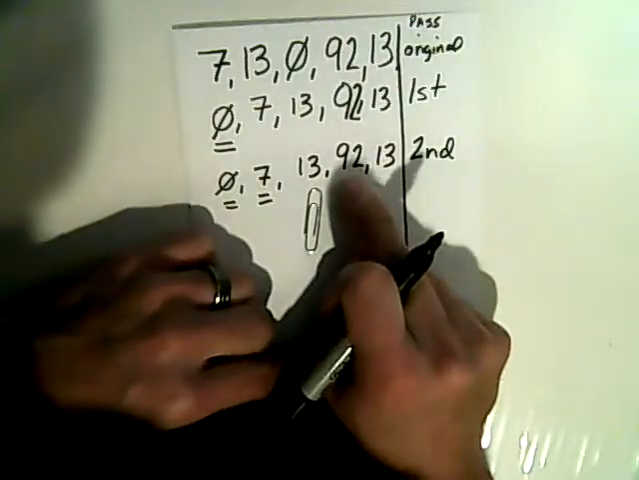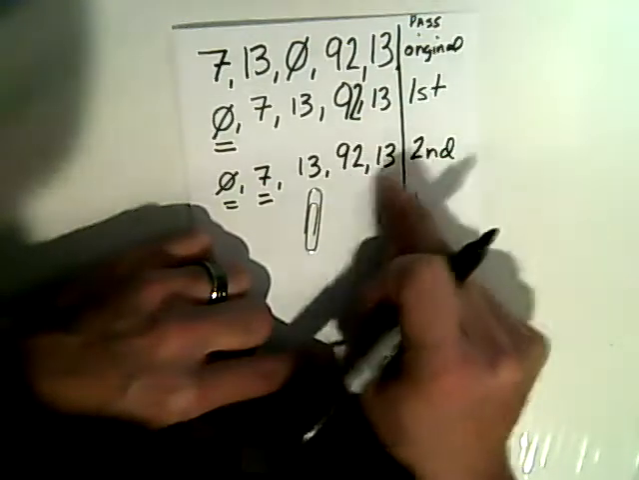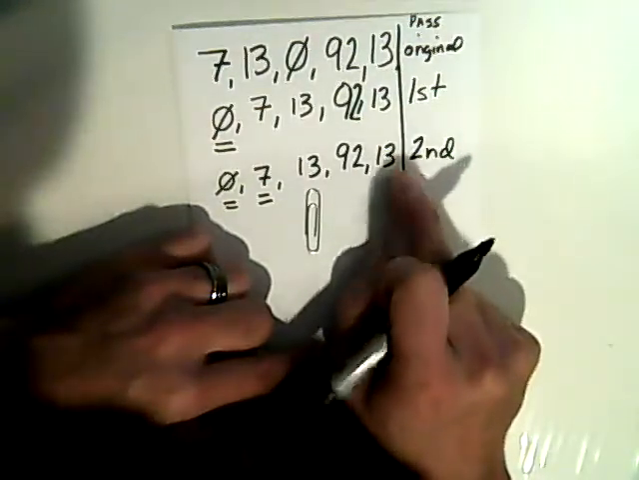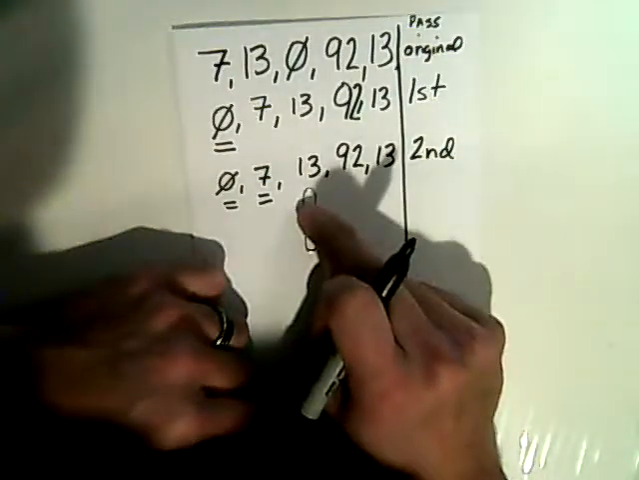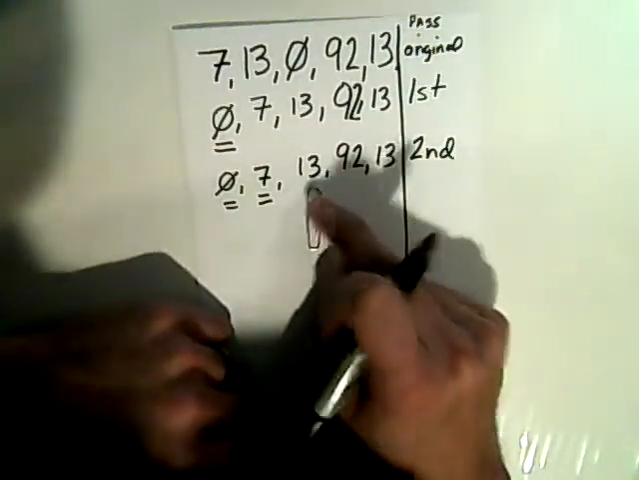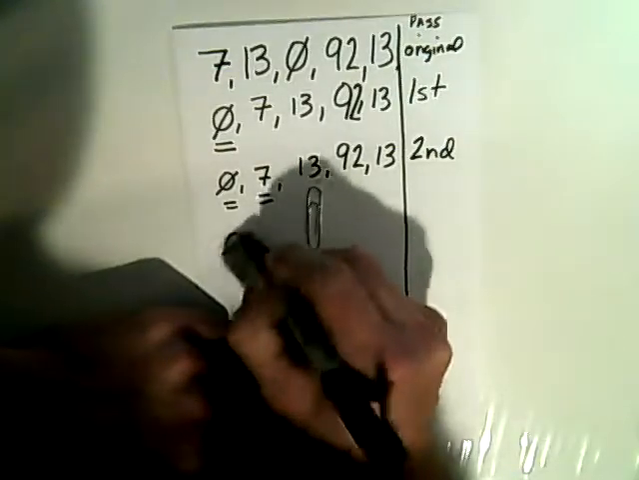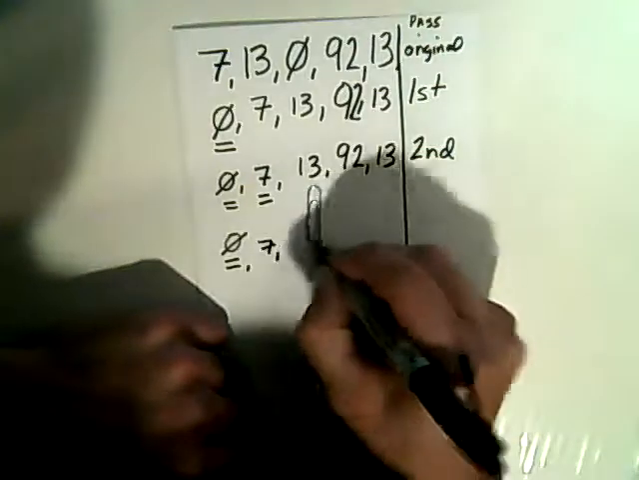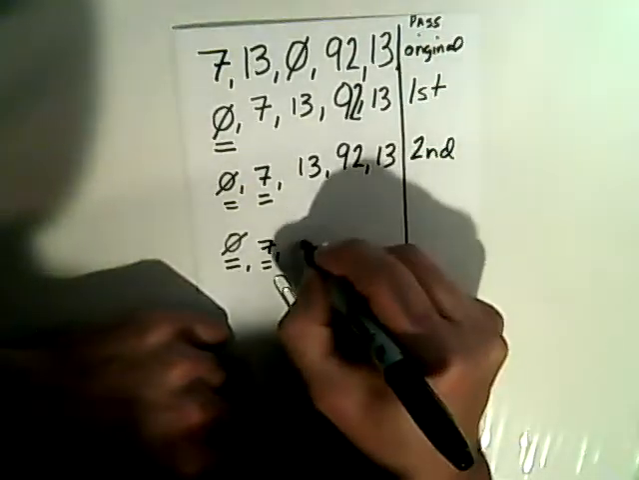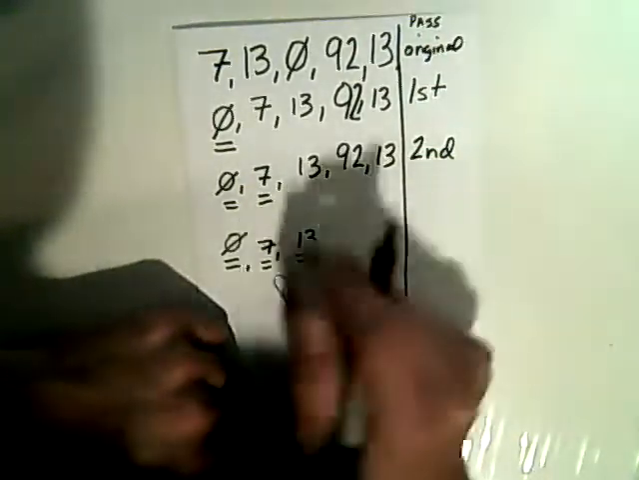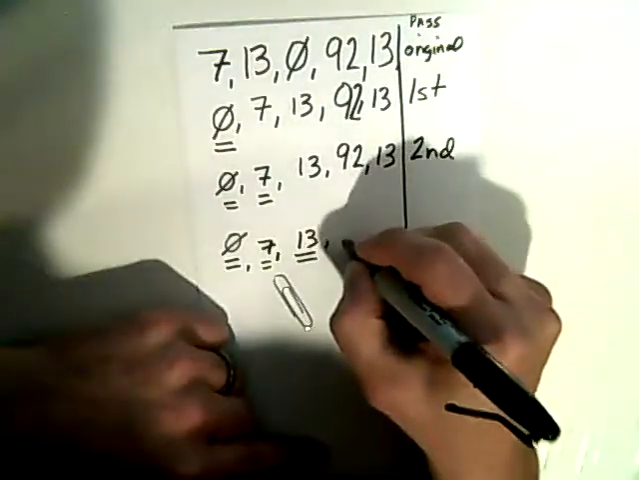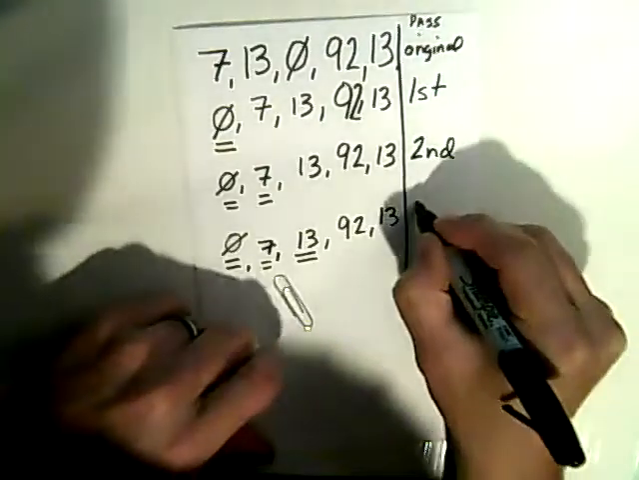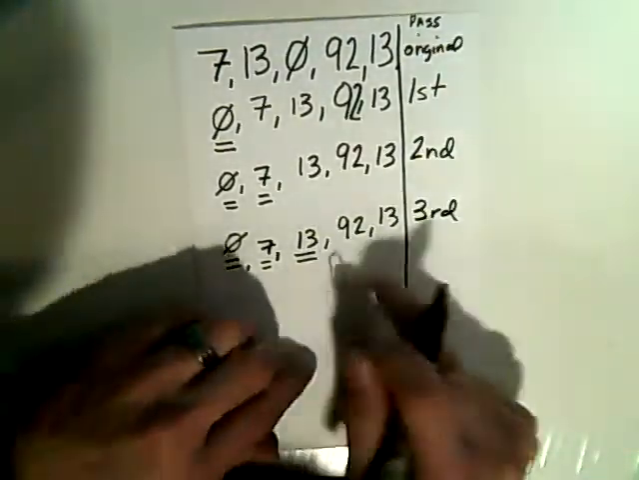92. Is 92 less than 13? No. Is there another number to check? Yes. 13. Is 13 less than 13? No. Is there another number to check? No. We're done. So we found our lowest number, 13. So we're going to move that into our sorted part of the list. These little lines just represent that it's part of the sorted part. And that is what our third pass looks like.